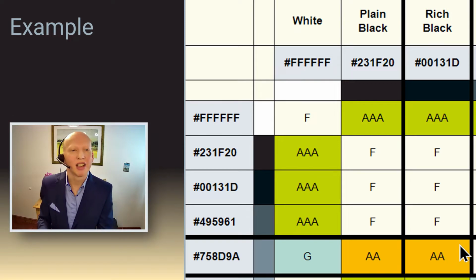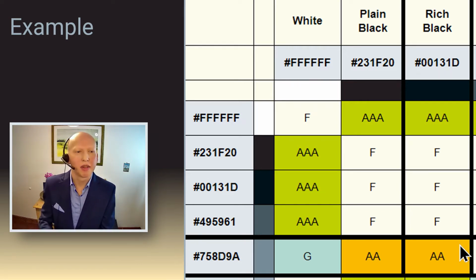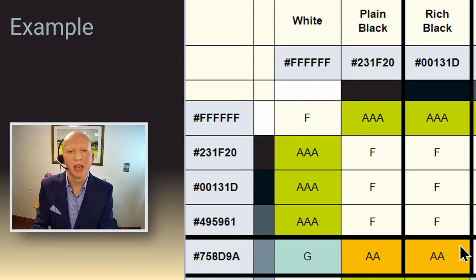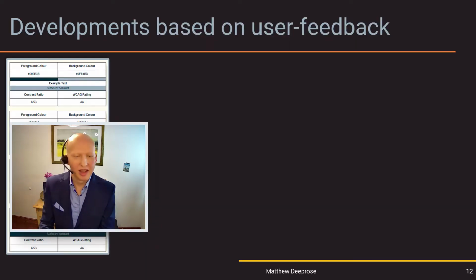To zoom in to give you a clearer understanding, the same colours are in the same order for both the horizontal and vertical axes. Where 2 colours meet, the table shows F if it fails all contrast criteria. G means it can only be used for graphical objects like icons. AA means that as well as for graphical objects, it can be used for text, but only at that minimum AA level. And AAA means it can be used for text at the enhanced level, so higher than 7 to 1, as well as for graphical objects.